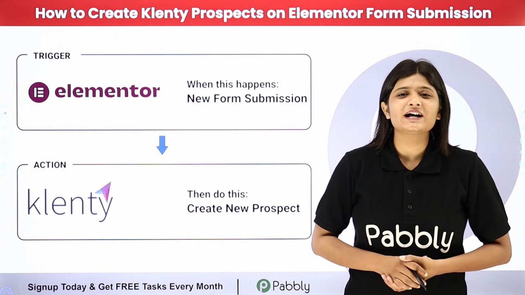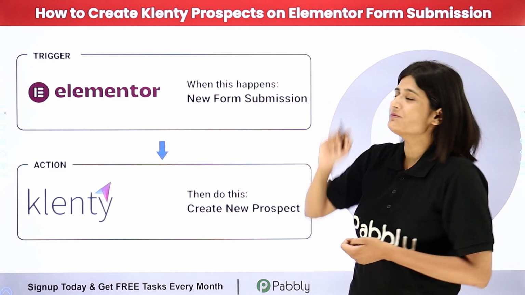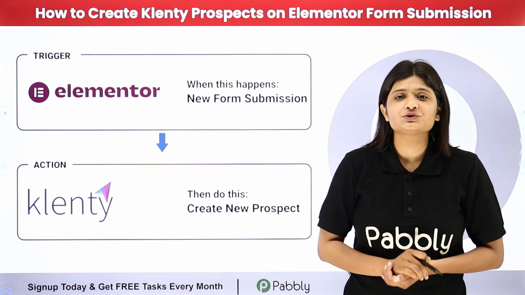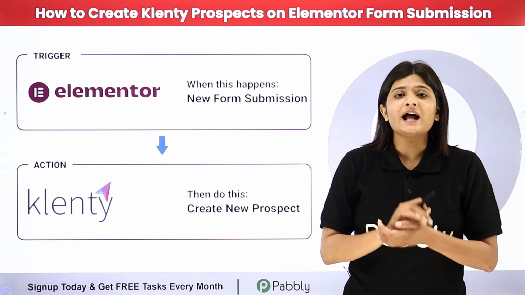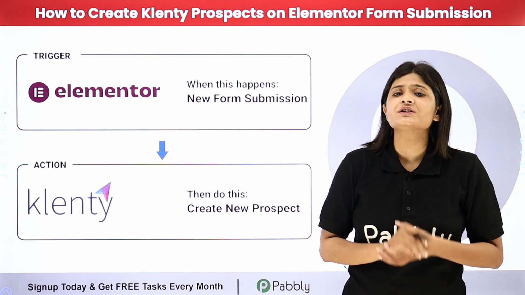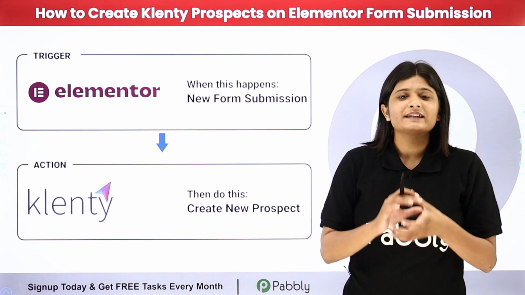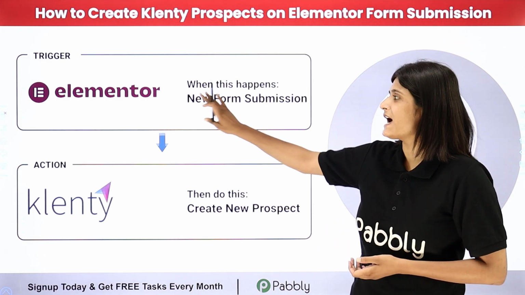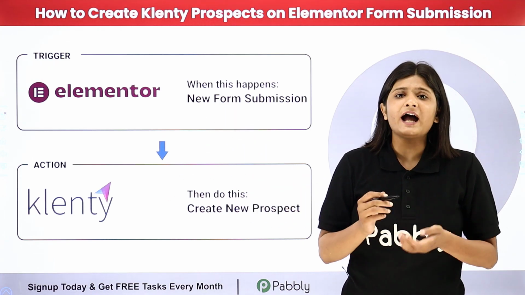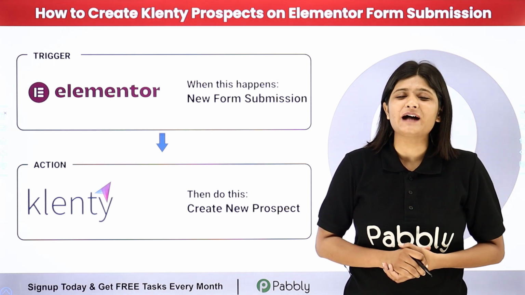So in this video we are going to learn how to create Clienty prospects on Elementor form submission. Let's suppose I am offering project management tools to various businesses and running a marketing campaign with the help of Elementor, so that whenever someone wants a demo, they can fill the form and request the demo. Now I want that whenever a form submission has been made, the data is automatically sent to Clienty and the prospect is created automatically. I can do this with the help of Pabbly Connect.